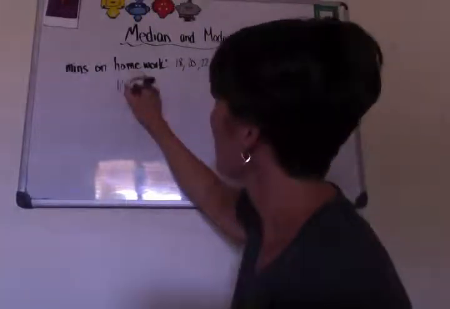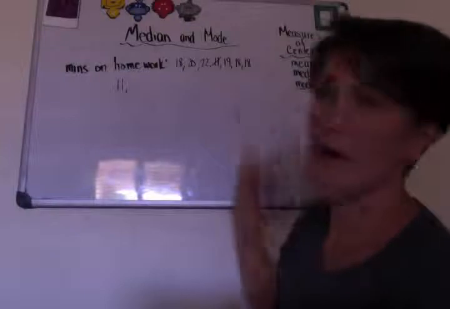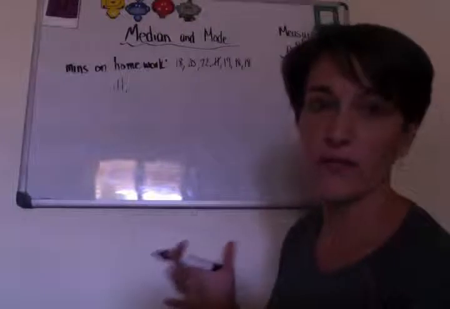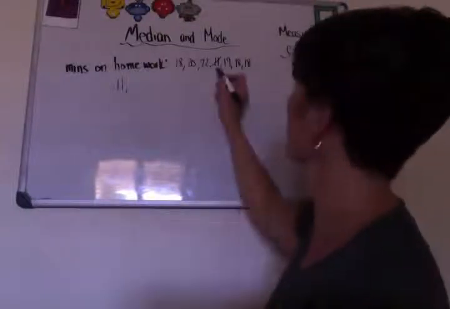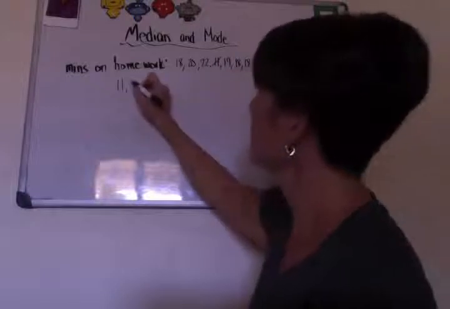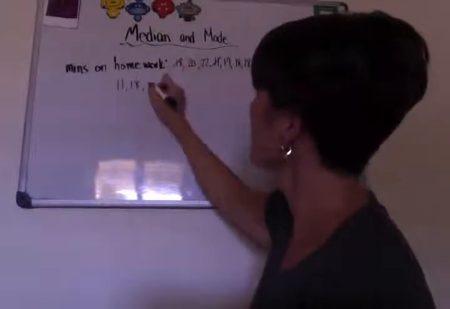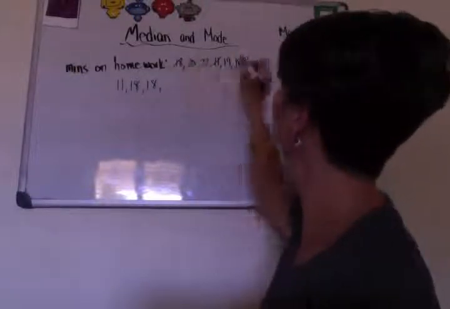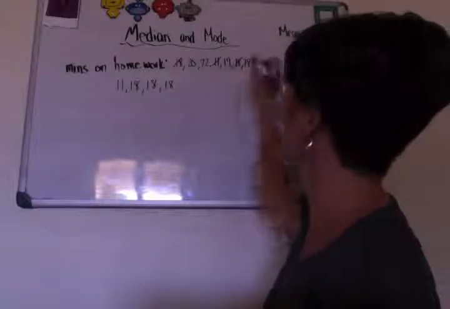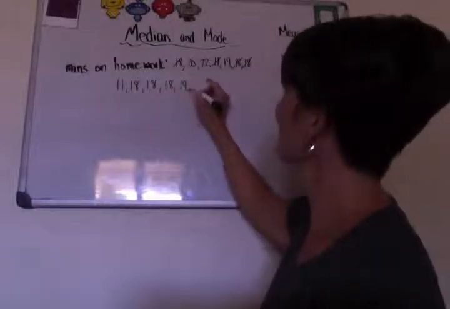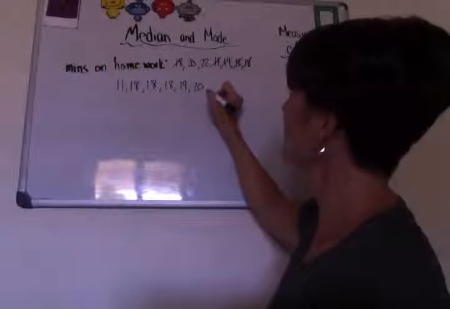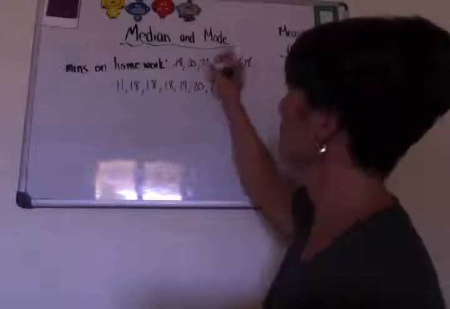So I have 11, and I like to cross them off as I use them to make sure that I don't forget one of my data numbers. So I have 11. And then it looks like we go to 18, we have another 18, and we have another 18. And then we go to 19, we have 20, and we have 22.